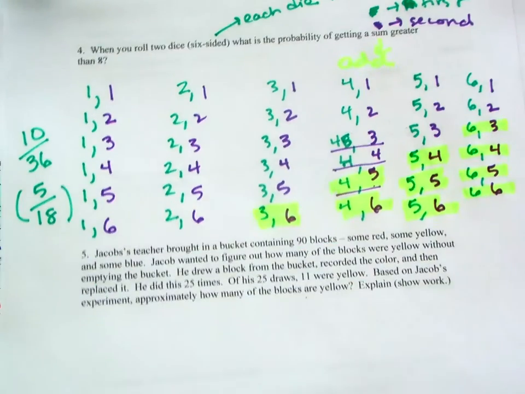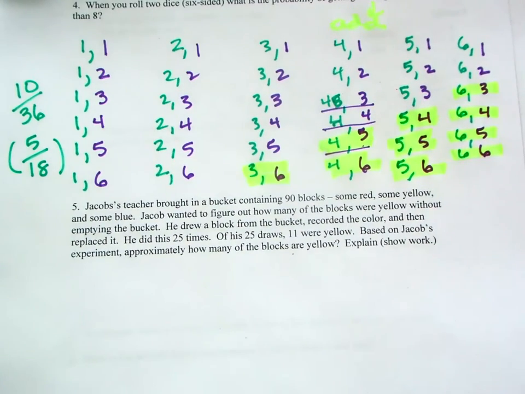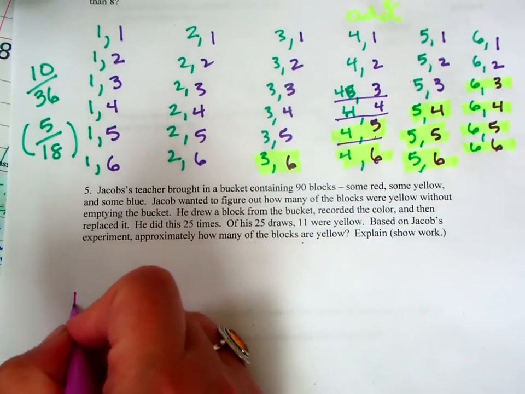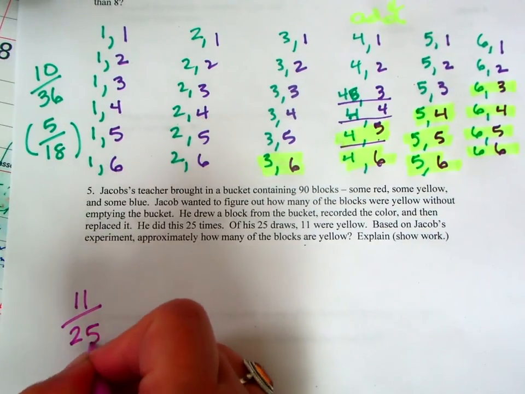All right, next question. So Jacob's teacher brought in a bucket containing 90 blocks, some red, some yellow, and some blue. And Jacob wanted to figure out how many of the blocks were yellow without emptying the bucket. He drew a block from the bucket, recorded the color, and then he replaced it. And he did this 25 times. So of his 25 draws, 11 were yellow. So here's our experimental probability. 11 out of 25 are yellow.